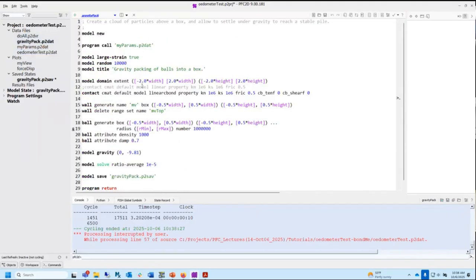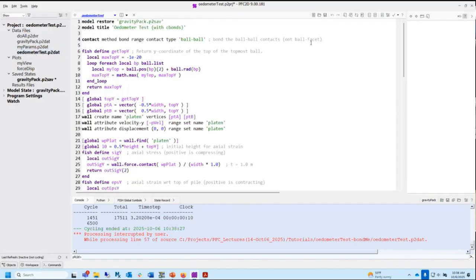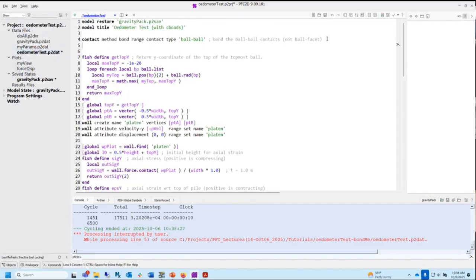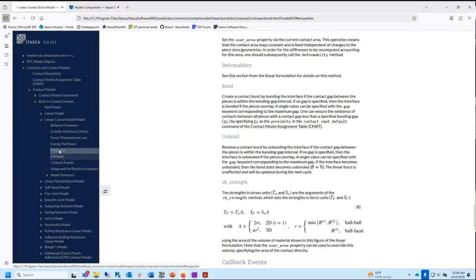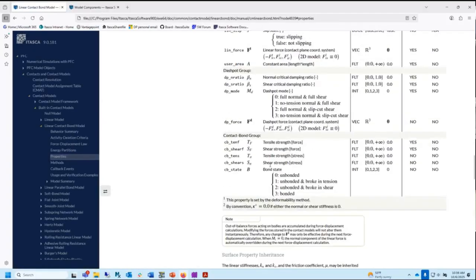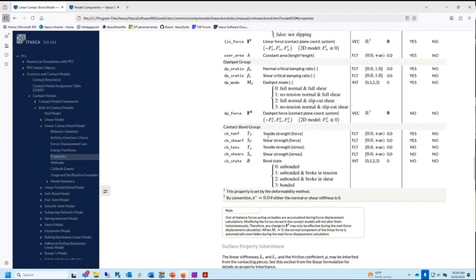Because when we first created it, we put a CMAT and we said strength right here, 0. So we don't want 0. So now we want to bond things and we want to set the strength. So we have to say contact property. And the property is the name of that thing, which is TFSF, tensile strength, shear strength.